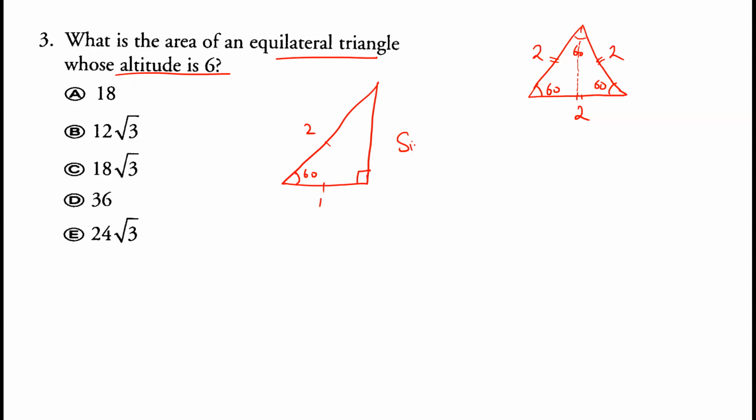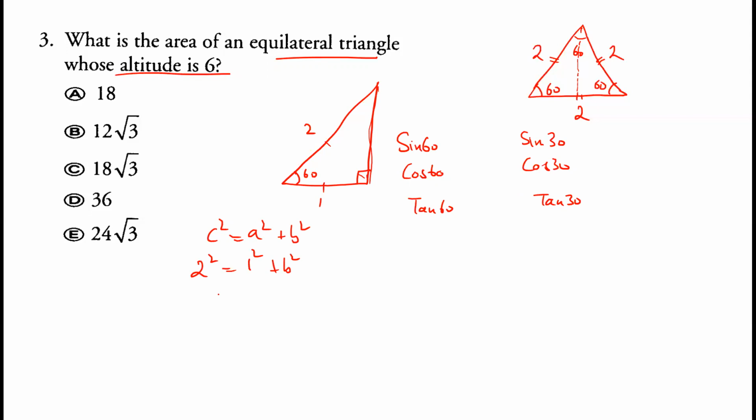Now sine 60, cos 60, tan 60, and sine 30, cos 30, and tan 30. We need to know what the values are. Now from the Pythagoras theorem, we can find out this side. Pythagoras theorem is c squared equals a squared plus b squared. Now c is your hypotenuse, the side that is opposite to 90 degrees. So over here it is 2 squared equals 1 squared plus b squared. So b squared equals 4 minus 1, so b equals root 3. So this side is root 3.